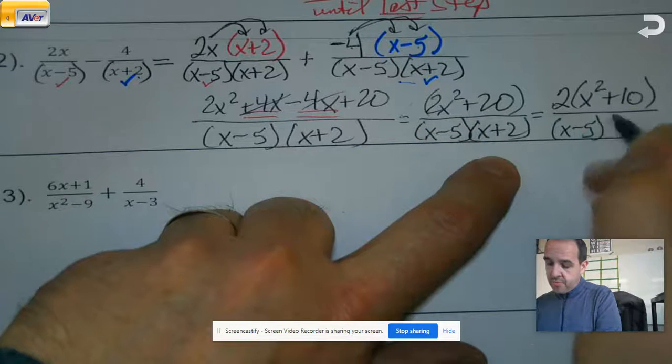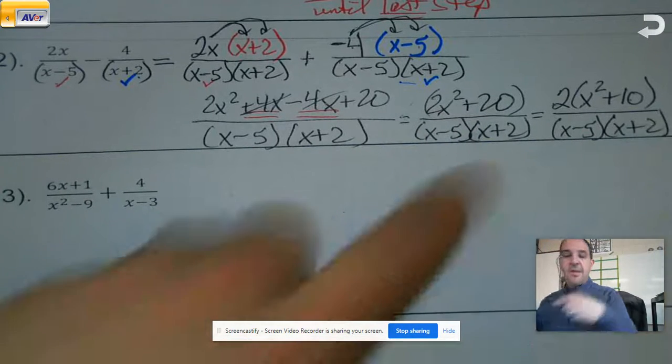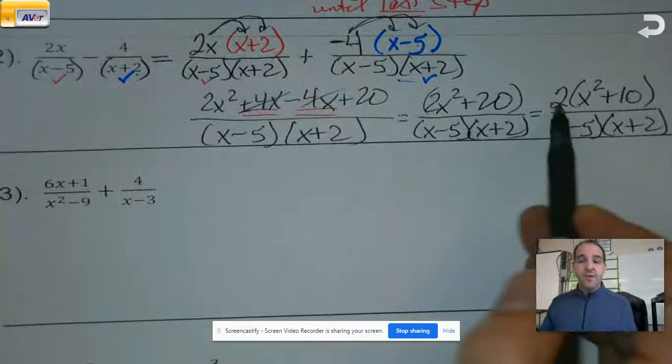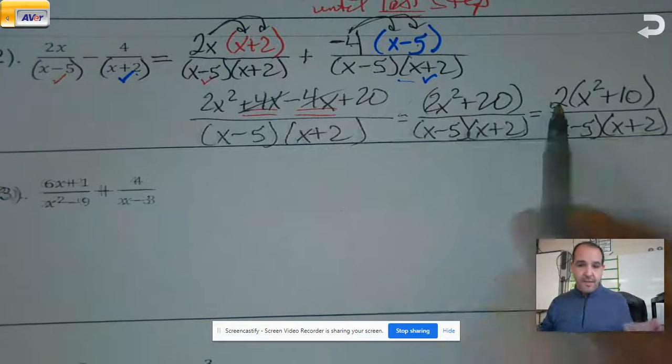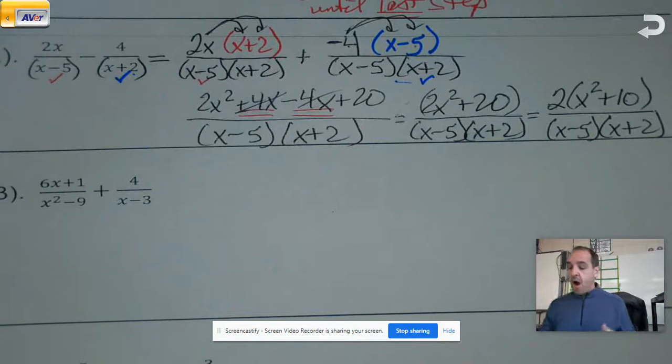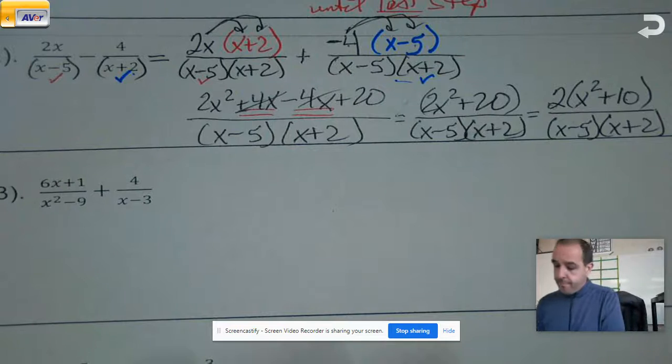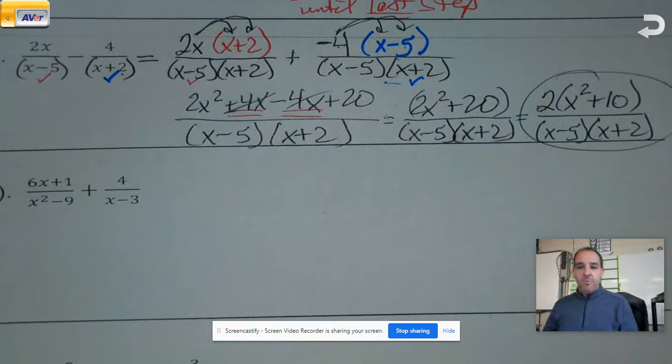And now comes the moment of truth. Is there anything there that cancels? Okay, this 2 is the only thing that's outside the parentheses. There's nothing else to cancel it with, so I can't do that. Are any of my parentheses identical to each other? Nope. That's as far as I can go.